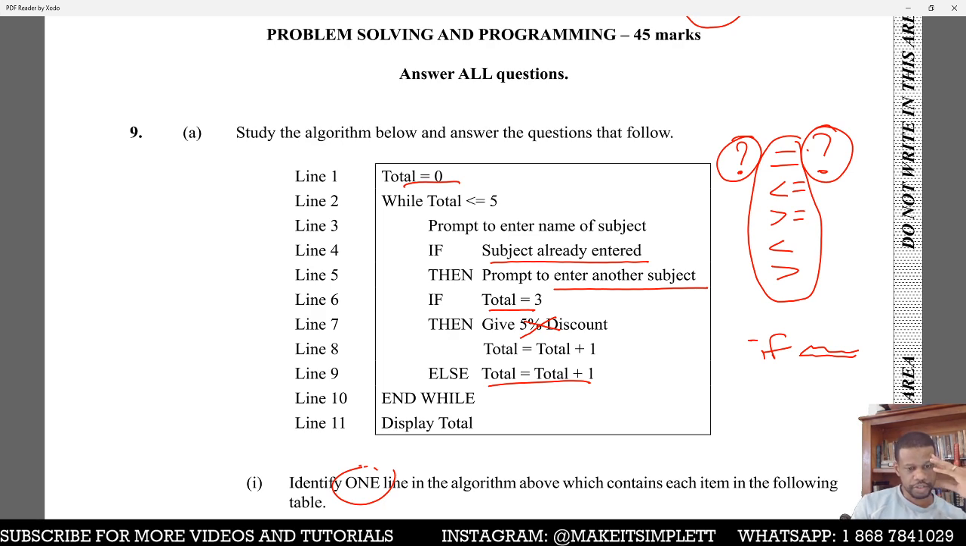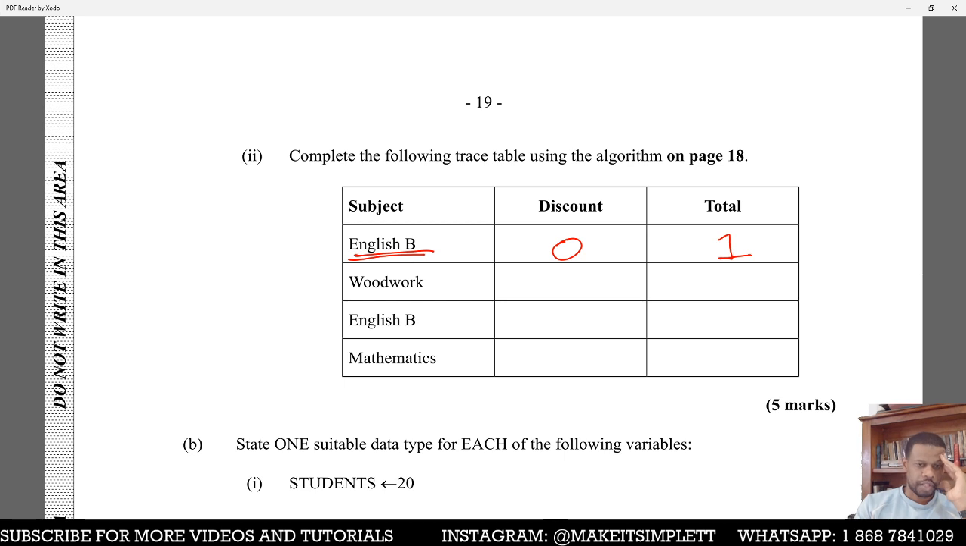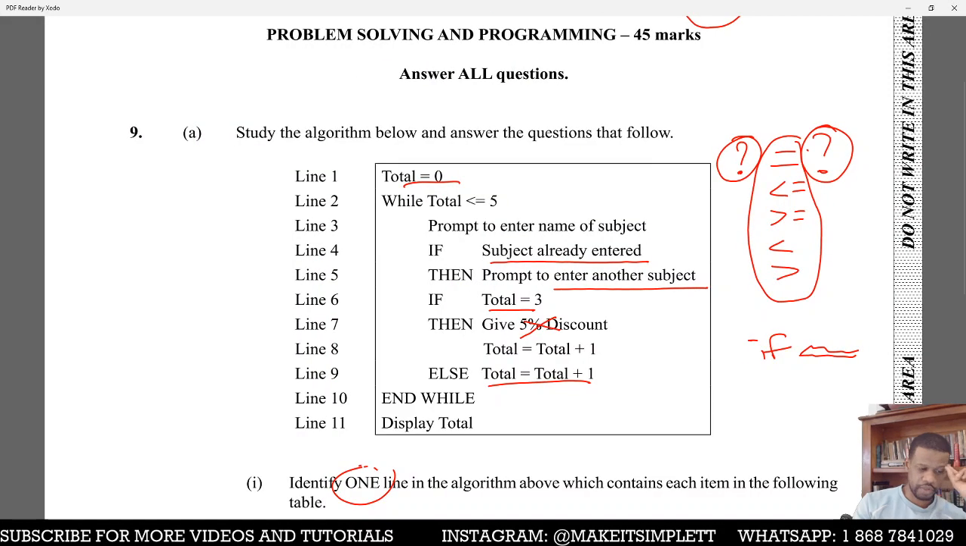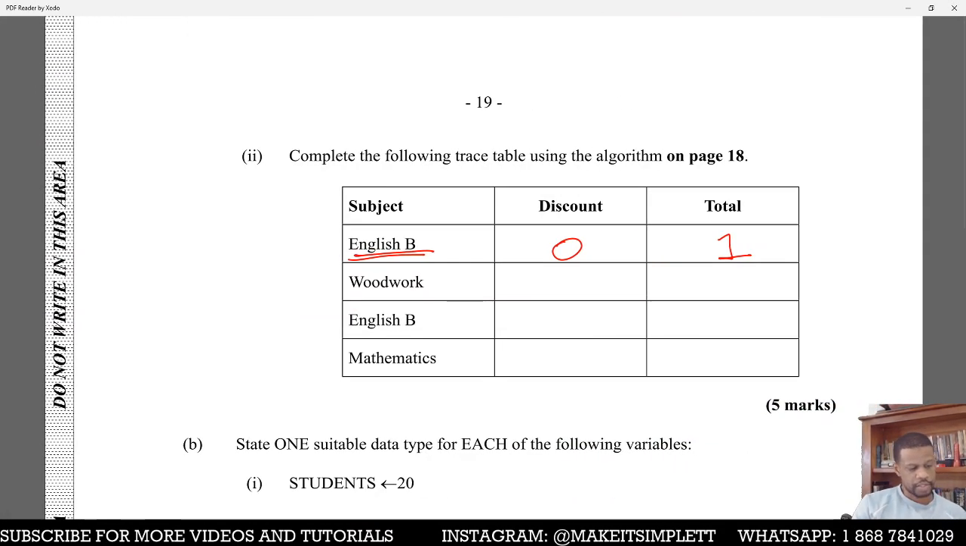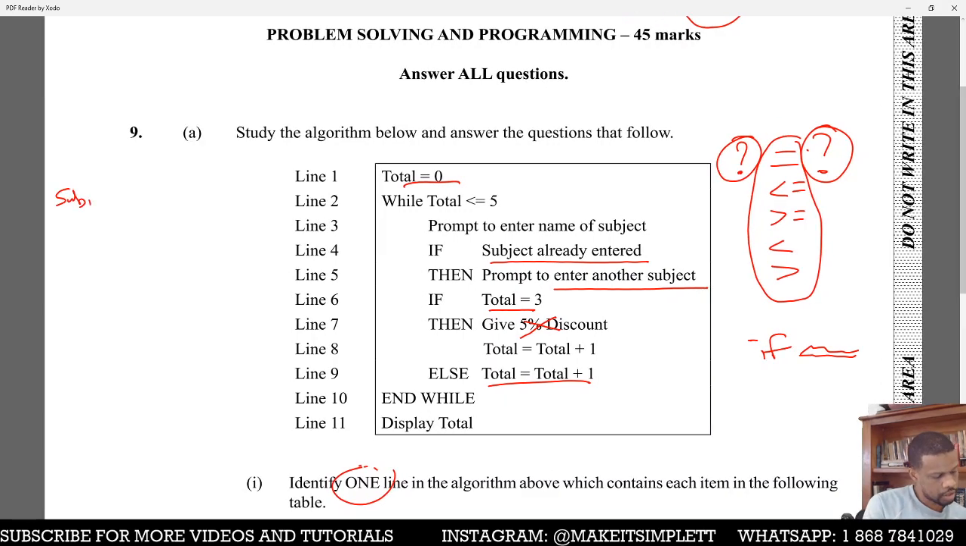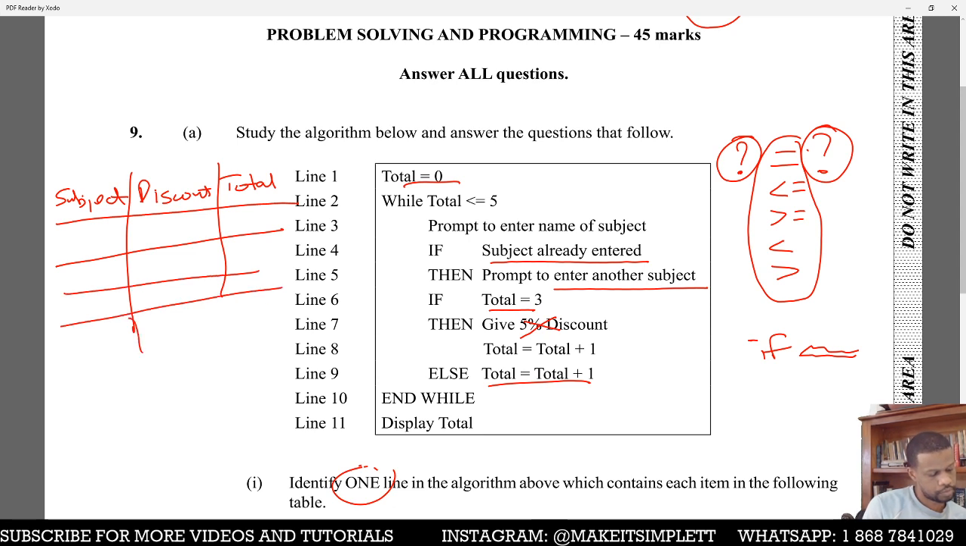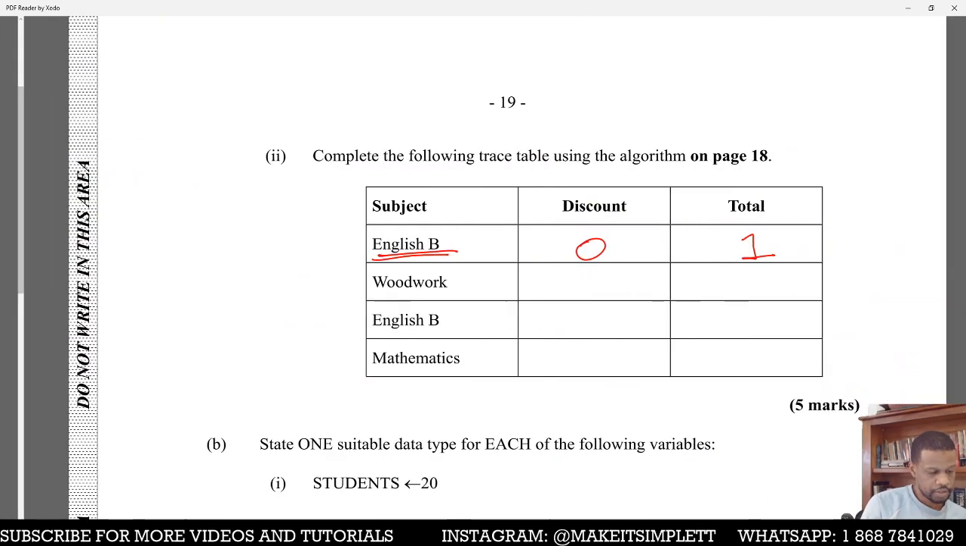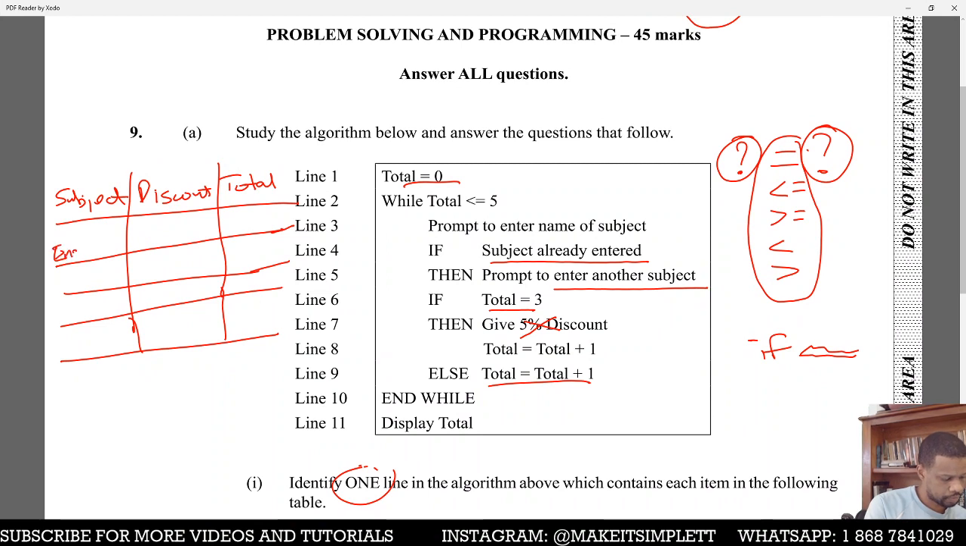Is that the first time the loop runs? Right? Because I remember this question, I know people just get confused with it. Do you understand why the discount is 0 and the total is 1 based on the first run of the algorithm? Actually, what I'll do is I'll put it right next to each other. Subject. Discount. And total. So you aren't going to get confused with me switching back and forth. So the first subject is English B.